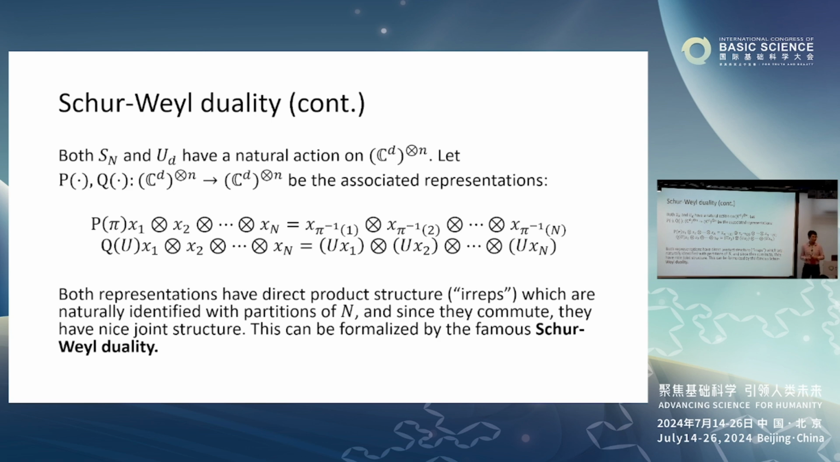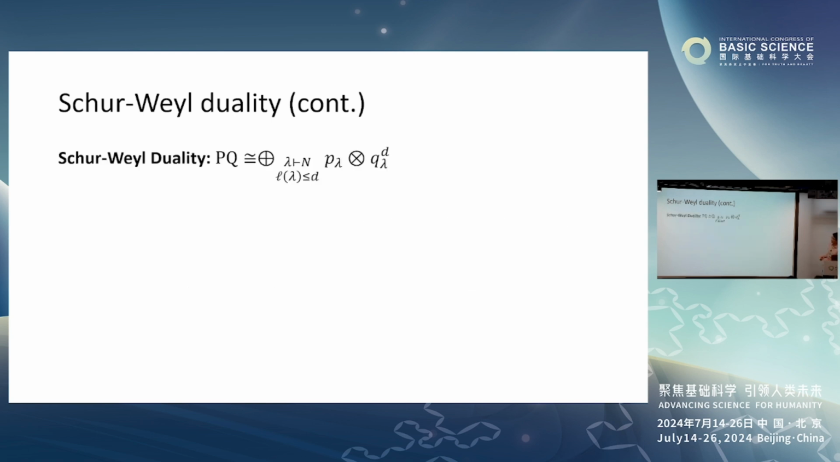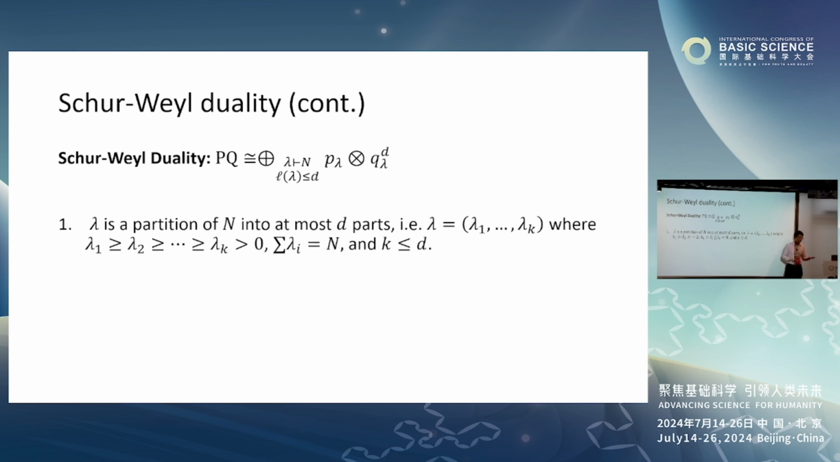It turns out they're both naturally identified with some combinatorial structure, and moreover, because these two actions commute with each other, and this is very crucial, their joint action has some shared joint structure. This is formalized by the famous Schur-Weil duality, which is stated as follows. There are a lot of symbols here. It says that the joint action PQ is isomorphic to a direct sum of this, whatever this is. I'm not really going to define what these things are, but there are a couple of key things.